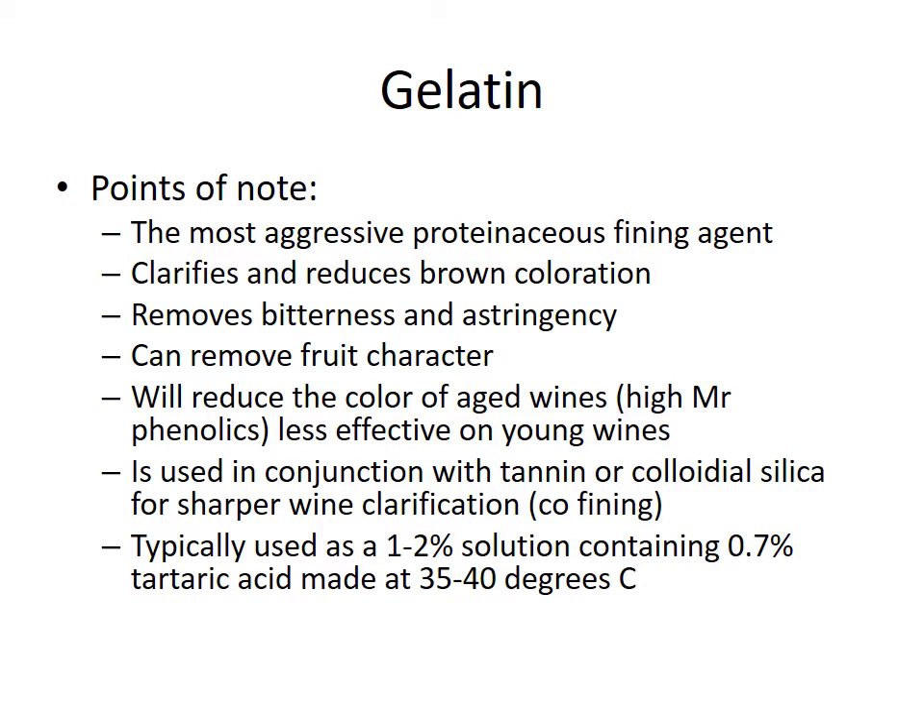So the thing is, if you use gelatin, it doesn't settle well. So to flocculate it, to create a good flock, you really need to add colloidal silica. So basically what you want to do is add gelatin, add colloidal silica, and then go ahead and settle it out.